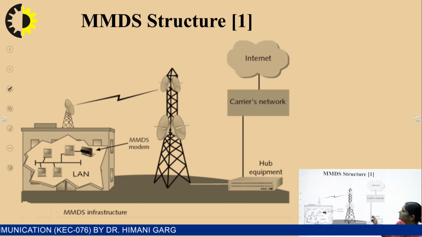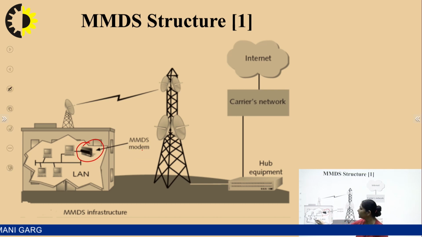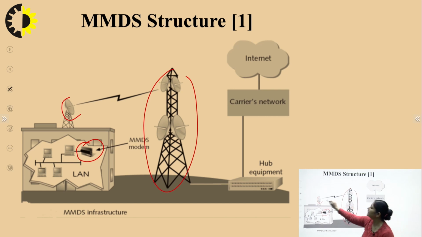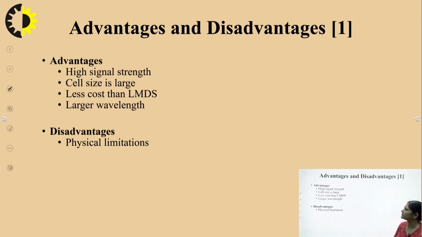You can see the diagram here. The important point here is the MMDS modem, which can be connected through the LAN to different devices. Here you can see the station, which is connected wirelessly through this antenna. These are omnidirectional antennas. Here it is connected to the hub equipment, internet, carrier network and the hub. They are connected to this antenna, and ultimately it is providing multipoint services to the users wirelessly.